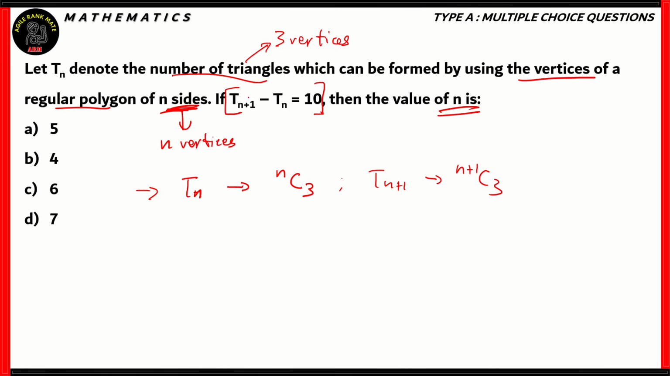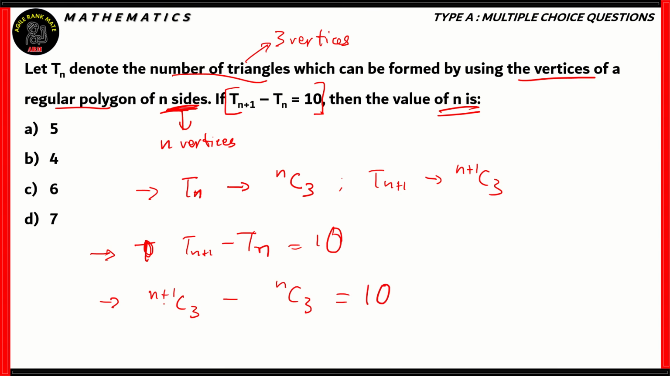So we have this equation, T of n plus 1 minus T of n equals 10. So what we're going to do is replace T of n plus 1 and T of n with the combinations. So T of n plus 1 is n plus 1 C3 minus T of n, which is nC3. That gives you the value 10. We need to expand these combinations in order to get our answer.